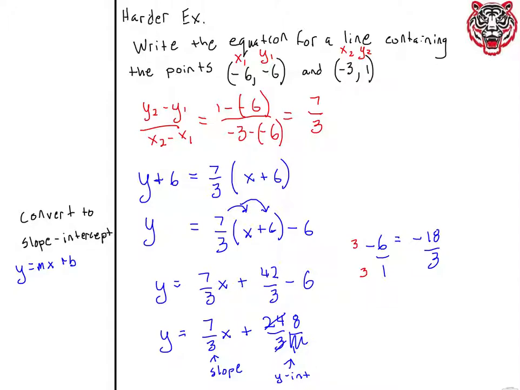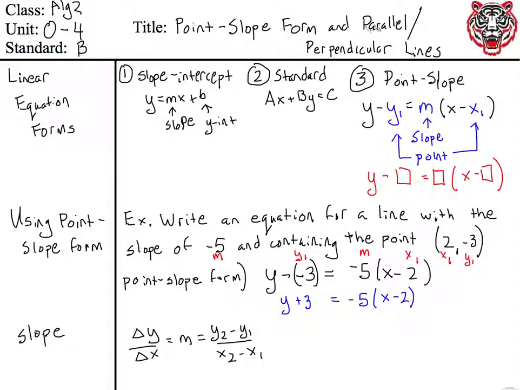Cool. What else do we got here? All right, we didn't even hit the second part of the lesson. So remember, the lesson is called point slope form, and we're doing parallel and perpendicular lines. So let's get to that next part. Just call this parallel and perpendicular lines.